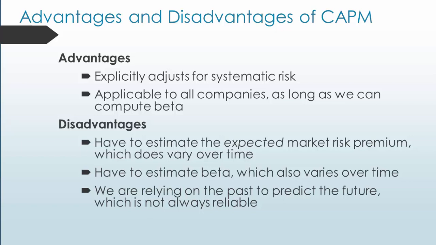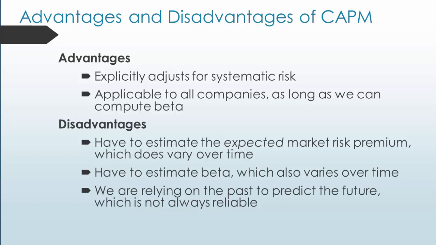The disadvantages is that we have to estimate the expected market risk premium, and this could vary over time. And even now, when I showed you that previous graph and I said that your average compound annual growth rate was 18%, in the last while that might not be the 18%, and maybe we don't want to use the 18% because the market has drastically shifted. Maybe you have to estimate the beta, which also varies over time. The riskiness of a company is very different, or could be very different, one year to the next.